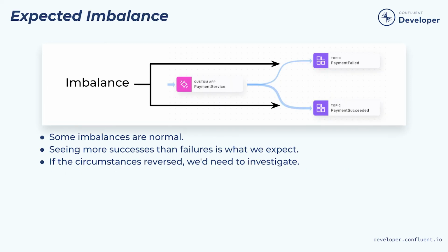And once again, we see arrows of different sizes. In this case, between the two new topics. However, we aren't going to worry about this imbalance. We expect our system to produce more successes than failures. Therefore, the imbalance is what we want. Of course, if the imbalance suddenly reversed so that we saw more failures than successes, it would be unexpected and we'd want to look into it.